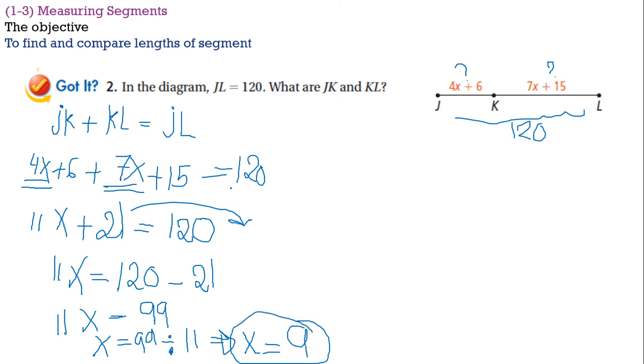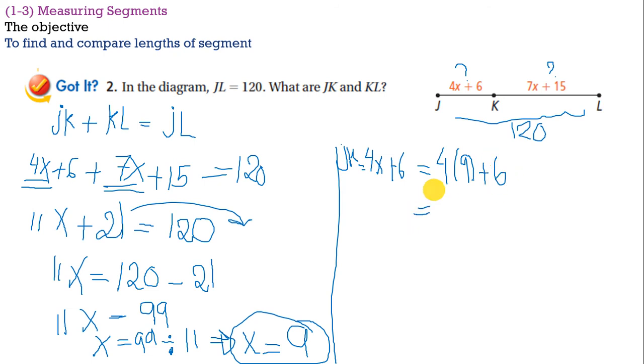Now just go and replace it. Go and replace this x in what you have. So JK is equal to 4x plus 6. Just go and replace it: 4 times 9 plus 6. So that is equal to 36 plus 6. So that is equal to 42.